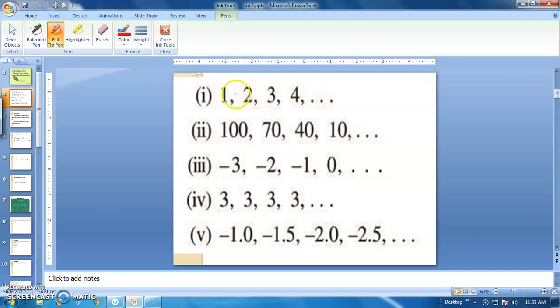So here the first 1, 2, 3, 4, so the next number is 5 definitely. So it is in AP, that is arithmetic progression. That is, the second, third number is obtained by adding a fixed constant to the previous one. So here the common value is nothing but 1. So every term is obtained by adding 1 to the previous one. Therefore this series is said to be in AP, that is in arithmetic progression.